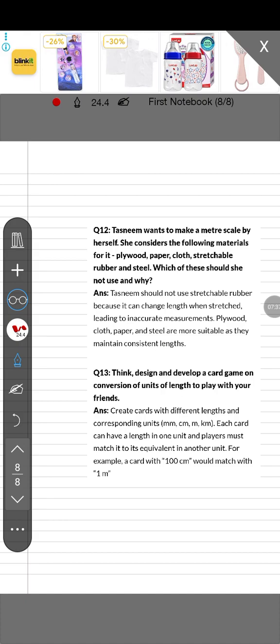Last question: think, design and develop a card game on conversion of units of length to play with your friend. Create cards with different lengths and corresponding units: mm, centimeter, m, kilometer. Each card can have a length in one unit and the player must match it with the equivalent in another unit. For example, one card with 100 centimeter would match 1 meter. You can distribute the cards also. You can make 10 sets of one card, 10 sets of another card. Give these 10 sets to your friend, and then match with your card, whether they are the same or not.